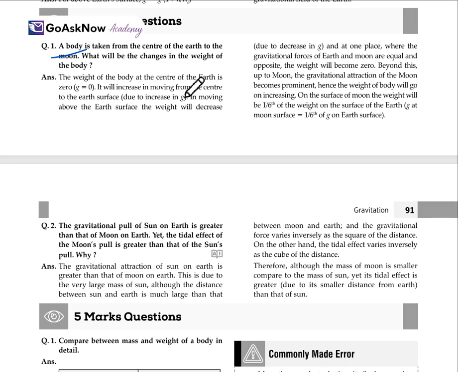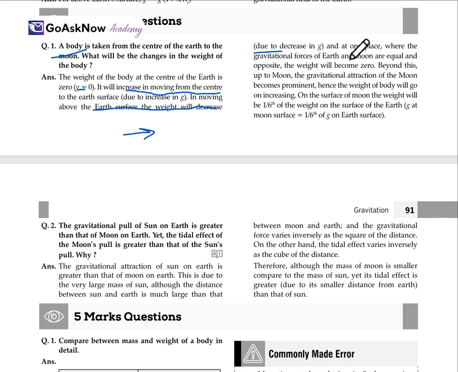So, the weight of the body at the center of the Earth is 0, as we know, g is equal to 0. It will increase moving from the center to the Earth's surface due to the increase in gravity. As g is increasing, the weight will also increase. Above the Earth's surface, the weight will decrease, because of the decrease in g.